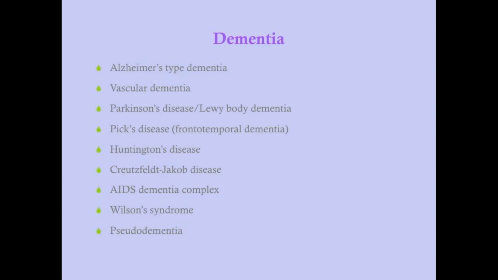Pseudodementia is common, but it's actually not technically a dementia. Pick's, Huntington's, Creutzfeldt-Jakob, AIDS, and Wilson syndrome are pretty uncommon to see, but they will come up on the USMLE. Just because they're uncommon in real life doesn't mean that they're not common to come up on the USMLE.